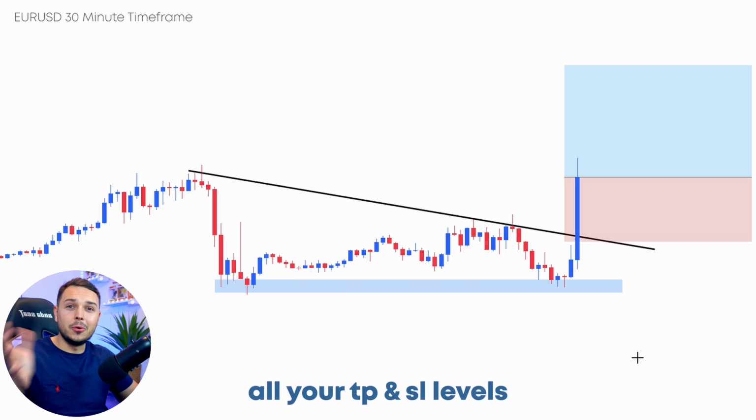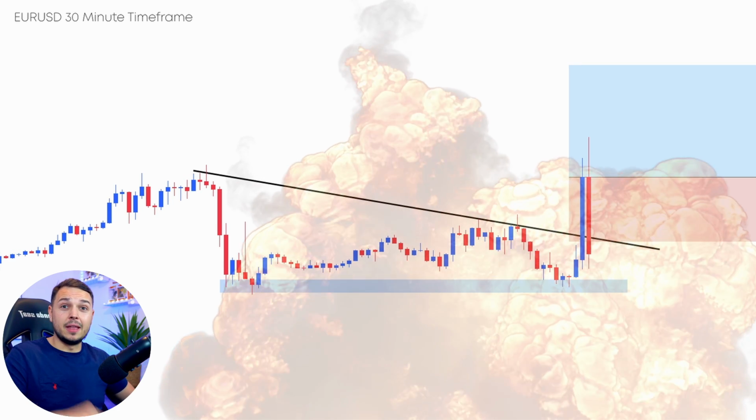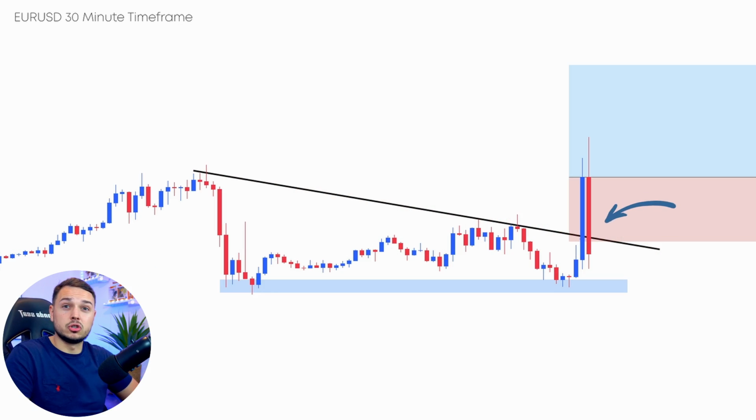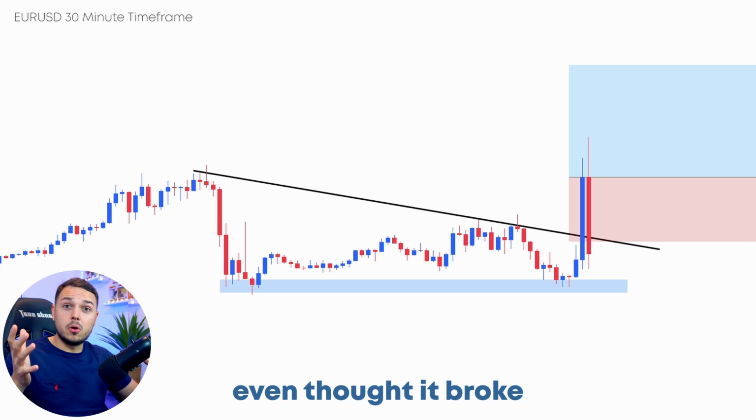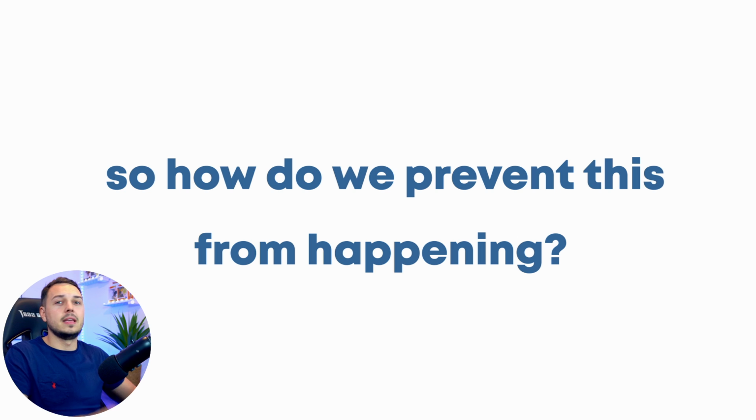You quickly set up all your take profit and stop loss levels. And this is what happens. Boom, a huge candlestick towards the downside, reaching your stop loss level, even though it broke through the downtrend on the 30-minute time frame. So how do we prevent this from happening?